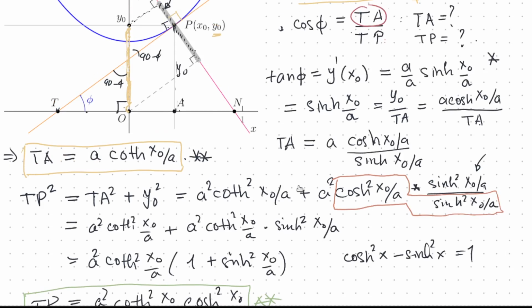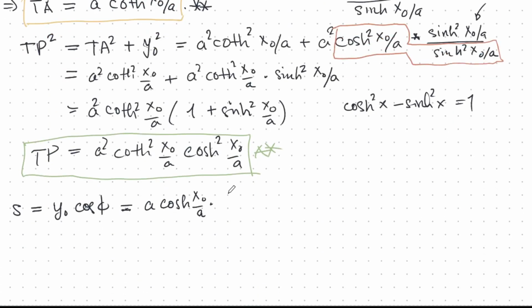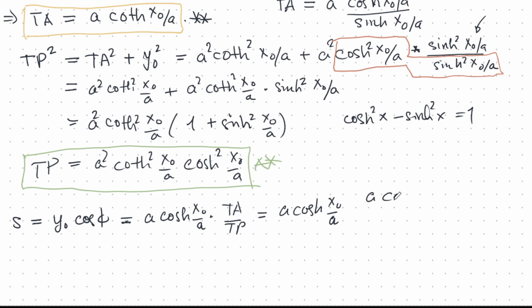So y0, we can use the formula a cosh of x0 over a times cosine phi. Let's not make a mistake. Cos phi is TA over TP, the adjacent over the hypotenuse. It could be a long expression, but no, it's not so bad. A cosh of x0 over a, and TA is a coth of x0 over a.